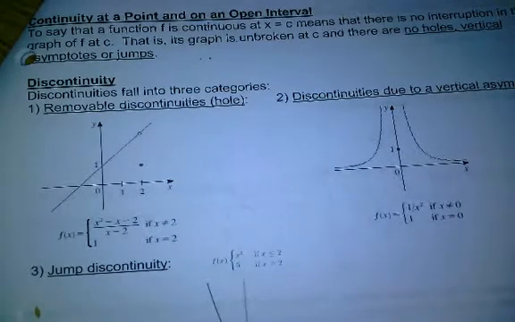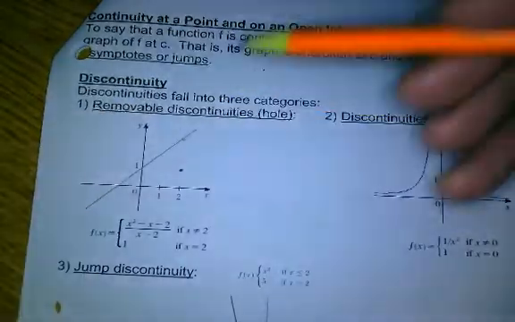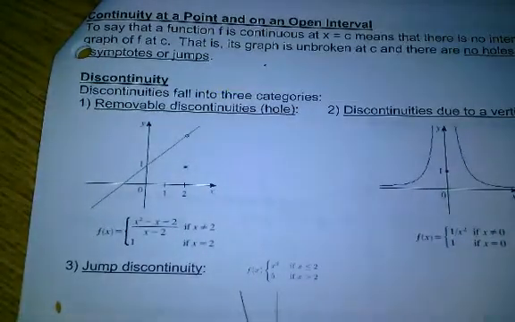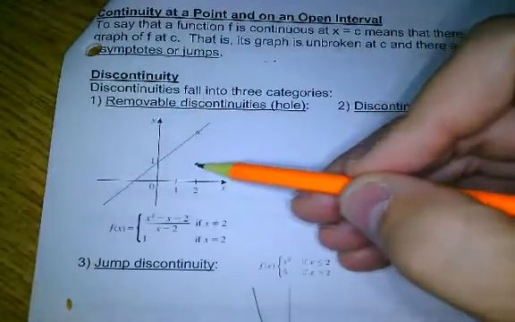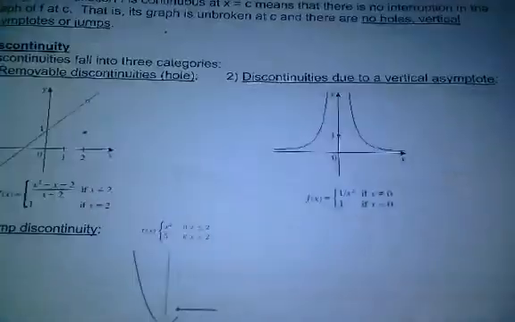Okay? So here are the ways that we cannot be continuous here. So here's a removable discontinuity. If you notice, we just have a hole right there. The limit on each side is equal, but it's not continuous because the function actually got removed and got placed right there. So that's one example.